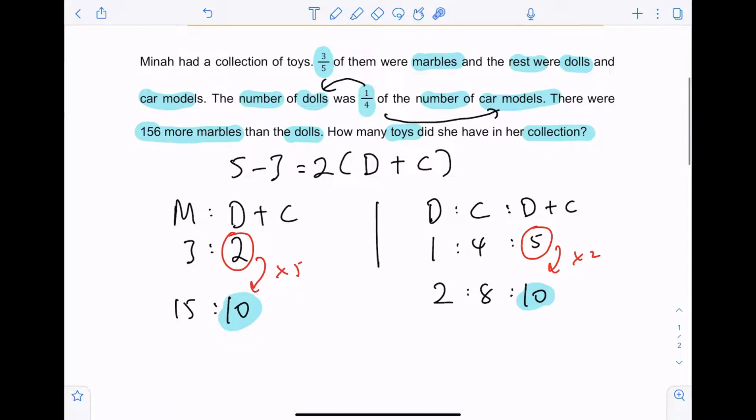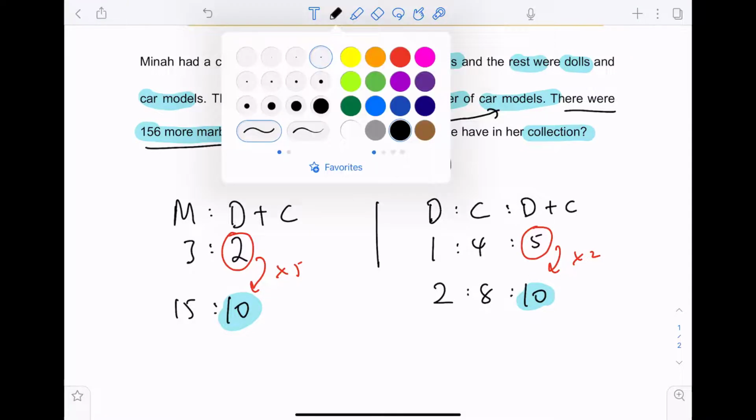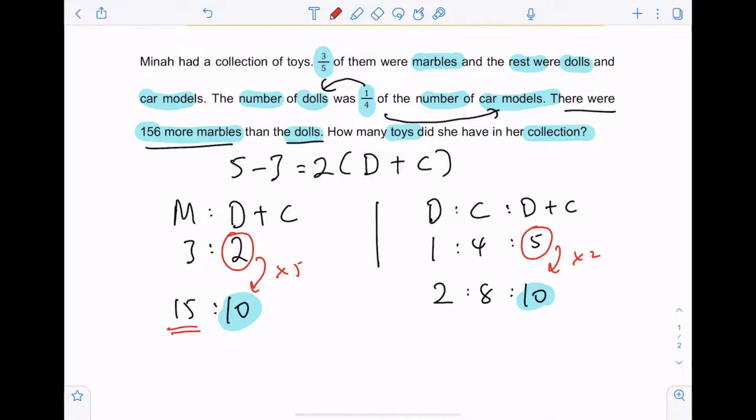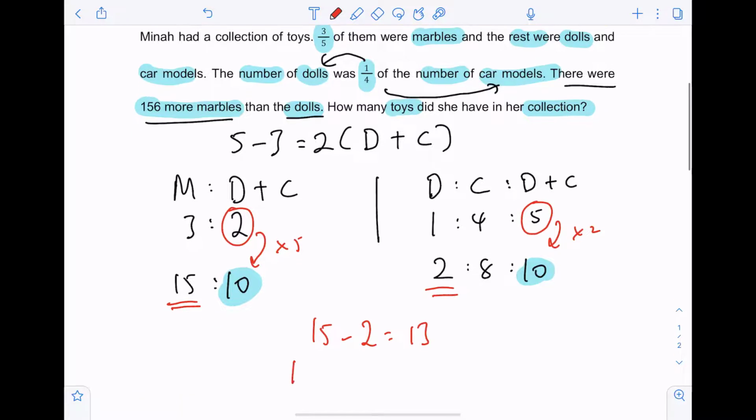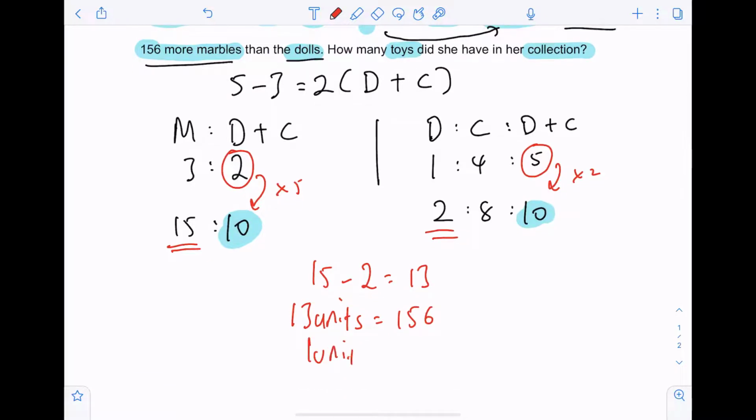Alright, now we can start comparing. There were 156 more marbles than dolls. So 15 minus 2 is 13 units. So 13 units represents 156. You can find 1 unit.